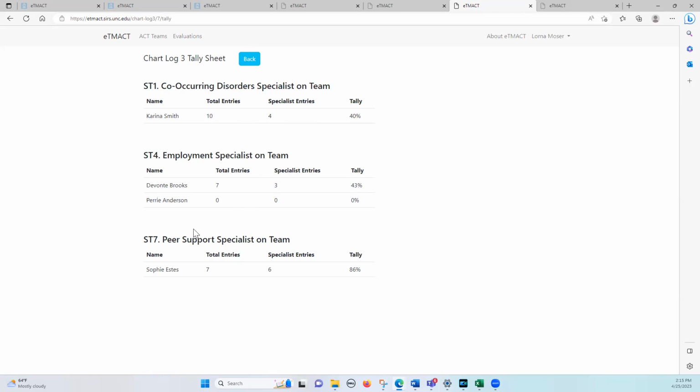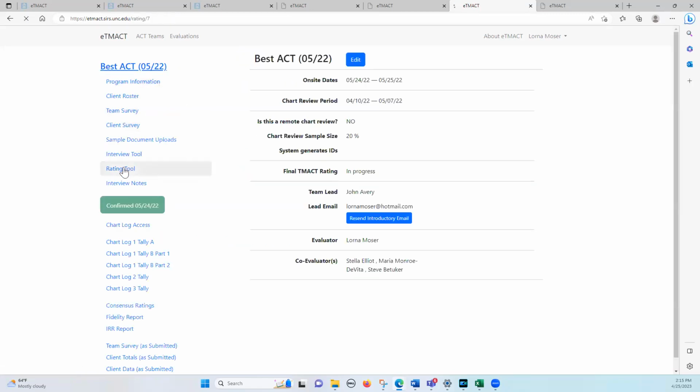So looking at these with the peer specialist and Sophie, she had a total of 7 entries across the charts, 6 of which were judged to be peer related. And so 86%. This information, 86%, is going to populate over into the rating tool.